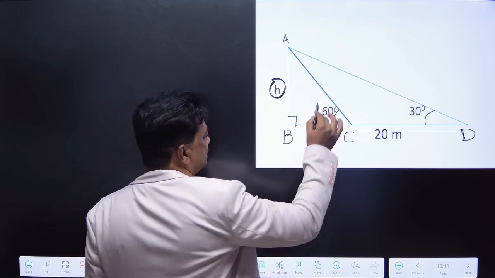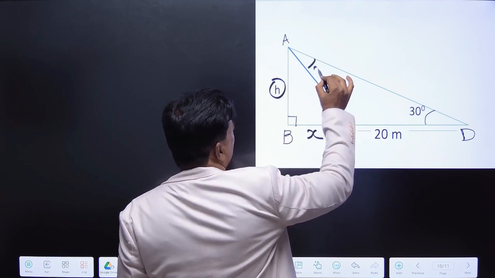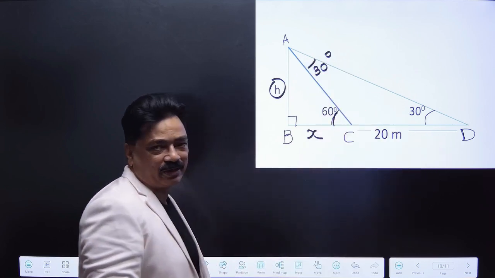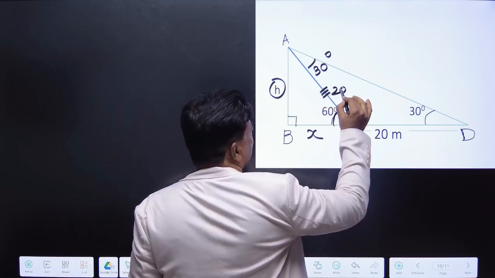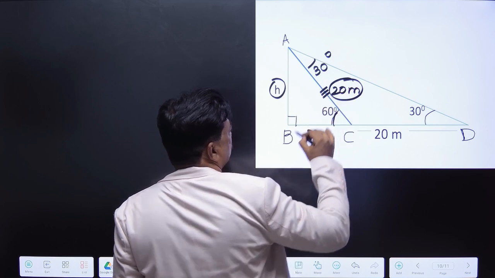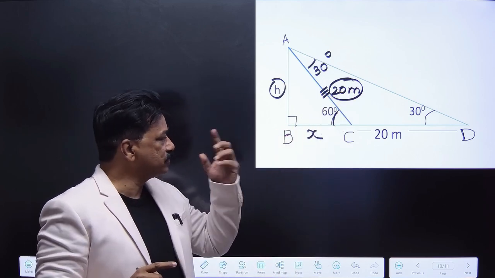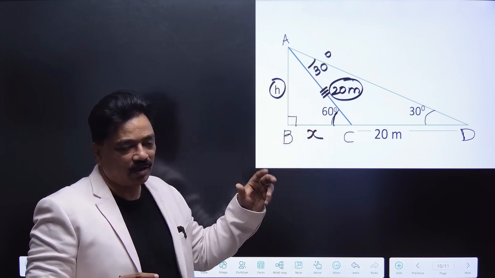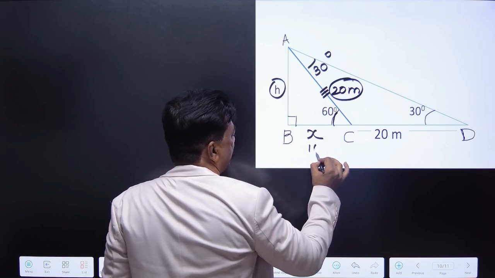Here, straight away you can say that since this is 60 and this is 30, the exterior angle property will make it 30 degrees. So ACD becomes an isosceles triangle. That means if this length is 20, this length is also 20 meters. All right, so you get the base. Now cos 60, base to hypotenuse, is always 1:2. That means if this is 20, this should be 10.